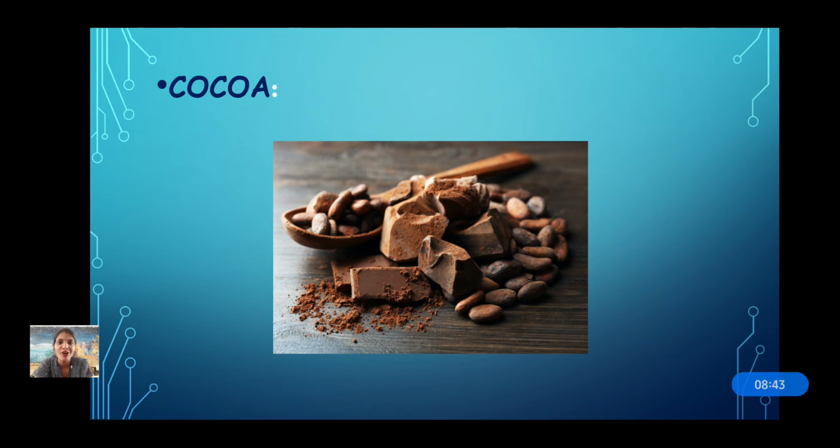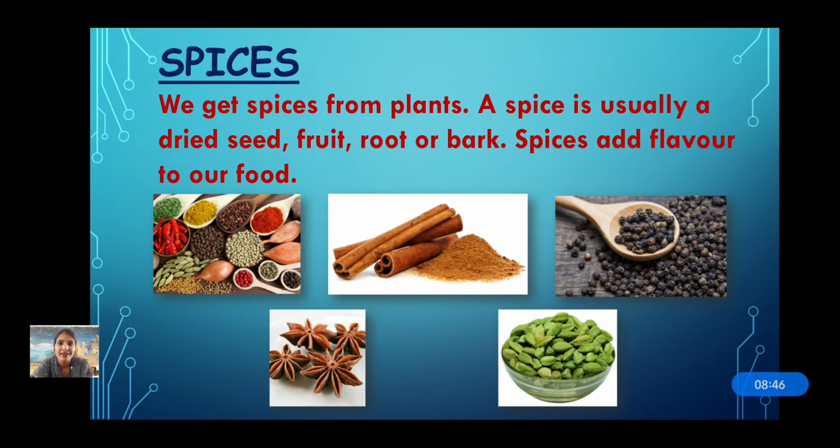Yes, very good. Now next, spices. Now we get spices from plants. A spice is usually a dried seed, fruit, root, or a bark. Spices add flavor to our food. Now, what do you mean by spices? Okay, now just imagine your mama has prepared plain white rice. How will it taste? Only plain white rice? It will taste okay, but when she adds a few spices in it, when she prepares biryani and all, she uses all these spices.